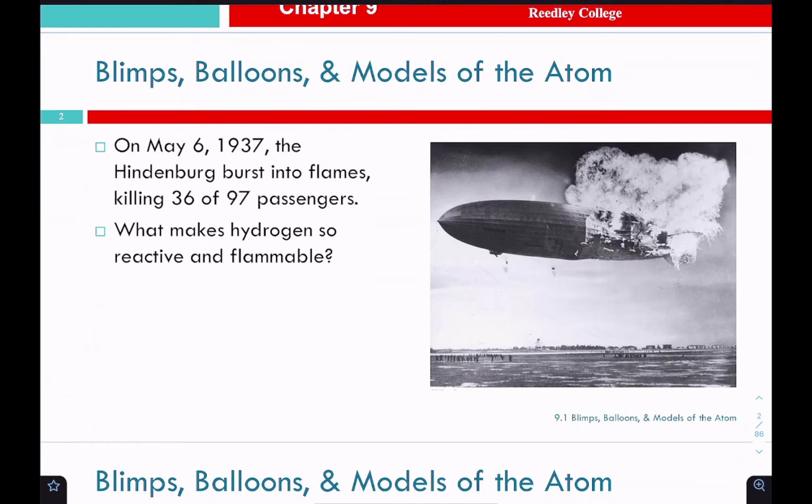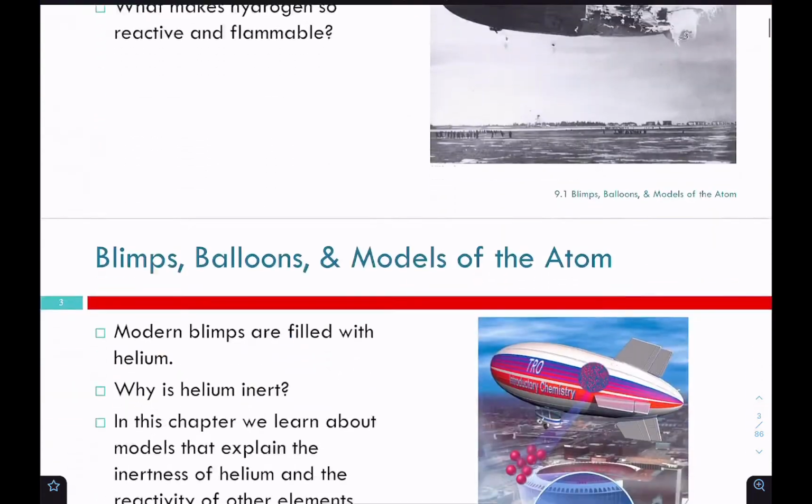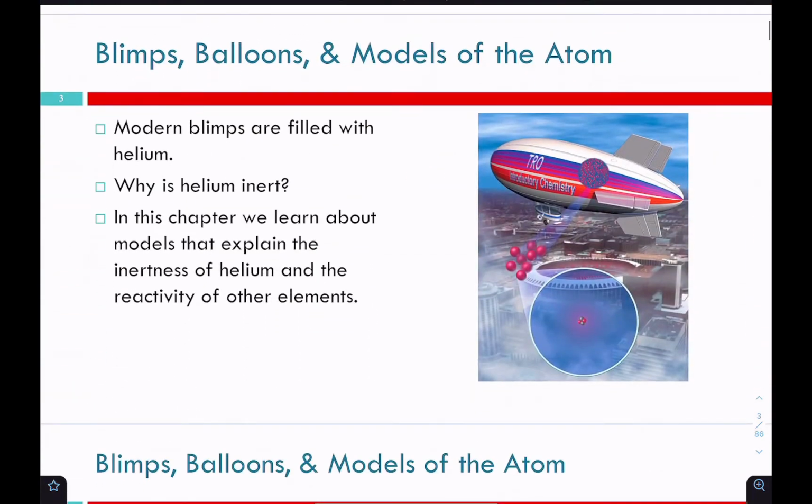But you know, hydrogen and helium aren't that different on the periodic table, right? Hydrogen's got 1 proton, helium's got 2. Hydrogen doesn't have any neutrons, helium generally has 2 neutrons. So what is it that makes these two so different? Why is hydrogen reactive, whereas helium is completely inert? And that's why modern blimps, although there are a few of them, are filled with helium.